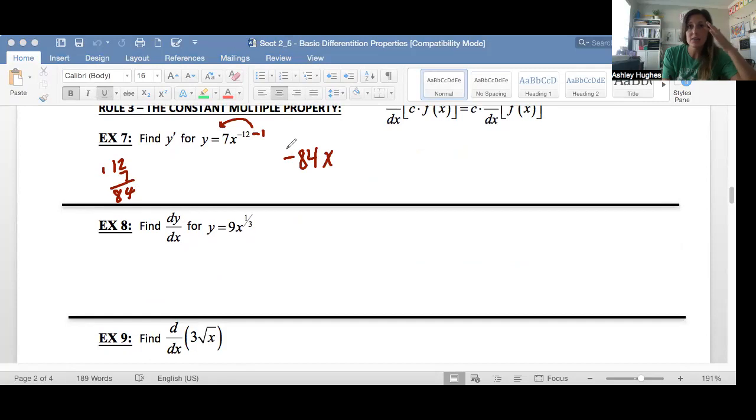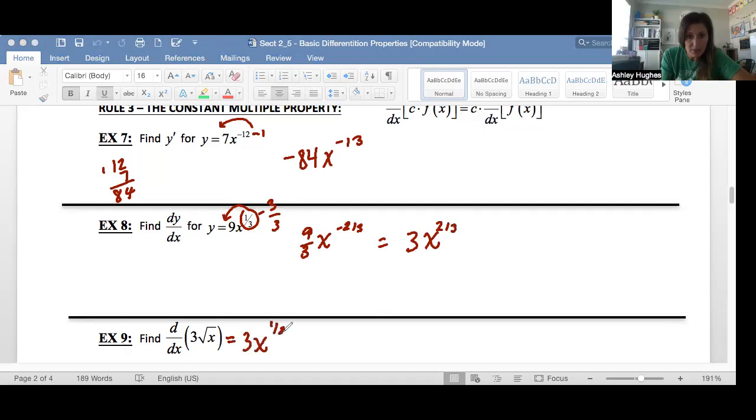When you're doing negative, sometimes people get confused. We're doing -12 minus 1. You move to the left one, it's actually more negative, so -13. This 1/3 gets multiplied by the 9/3, x to the subtract 3 over 3, so that's -2/3. Well, 9/3 is the same as 3, x to the 2/3. This is the same as 3x to the 1/2 power, so that'd be 3/2 x to the -1/2.